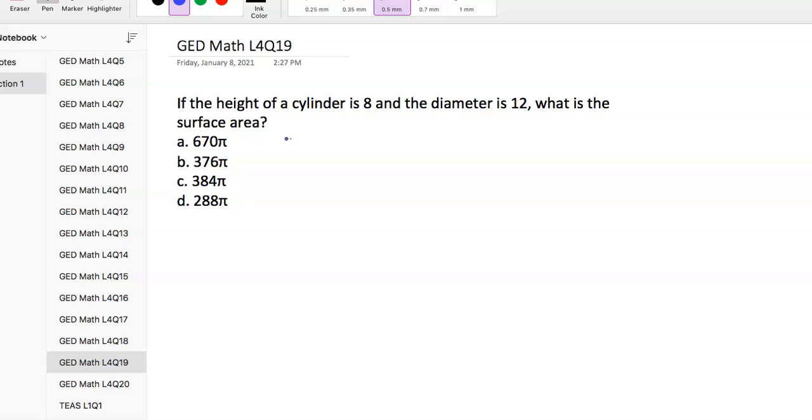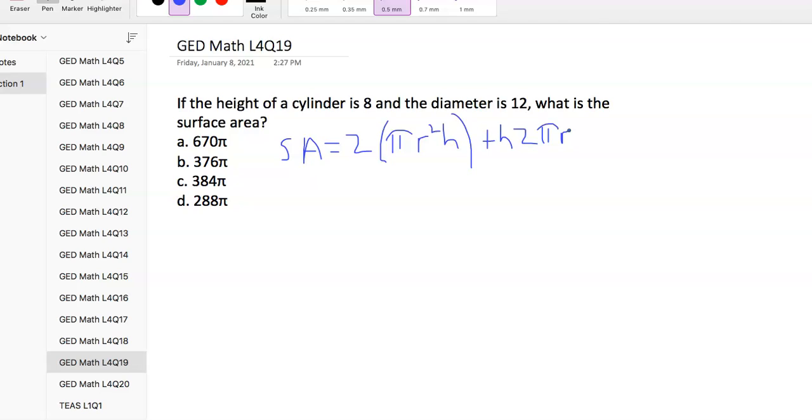Okay, so let's write out this formula. Surface area of a cylinder. Bear with me here while I write this out. Surface area of a cylinder is 2 times pi r squared h, where r is radius and height is h, plus h times 2 times pi times r.